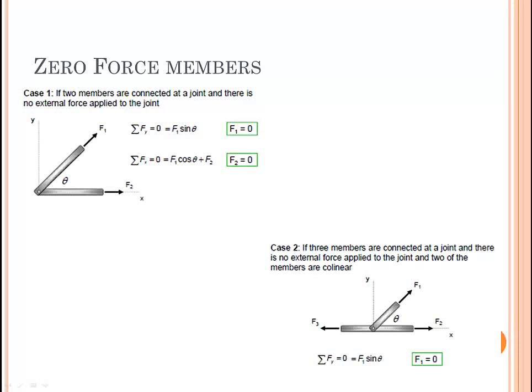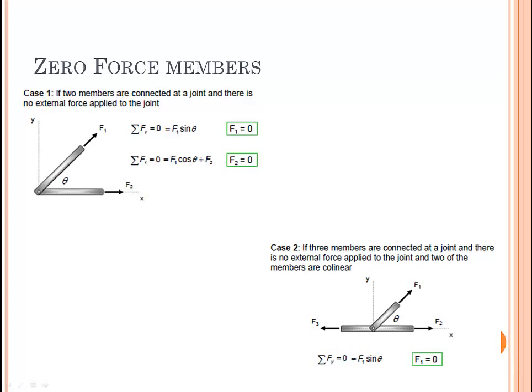Let's see how to find out zero force members of a truss. In a truss, there may be some members which are used to stabilize the truss so that the truss is not unstable, but in reality the members are not carrying any load. So those members are called zero force members. How to identify those members?